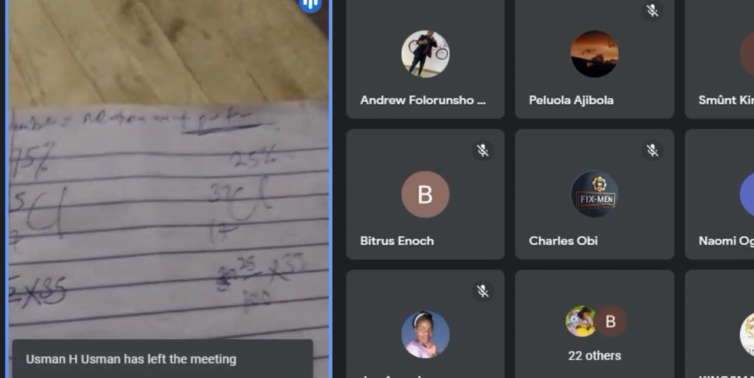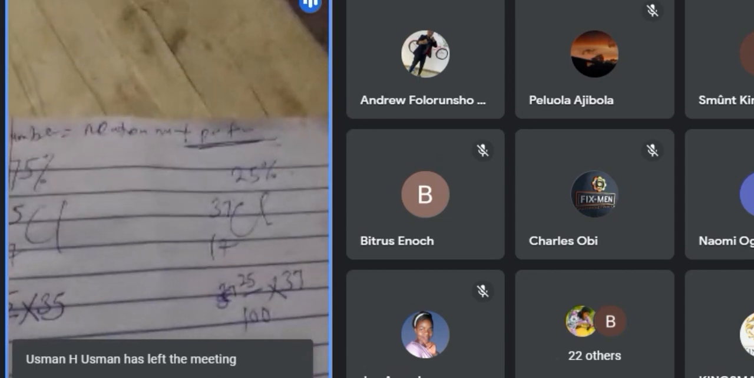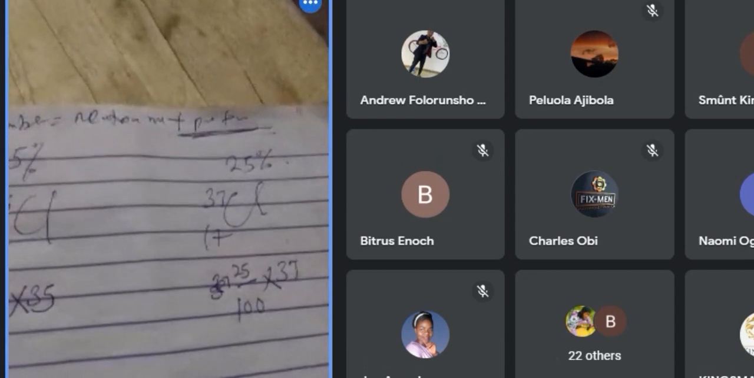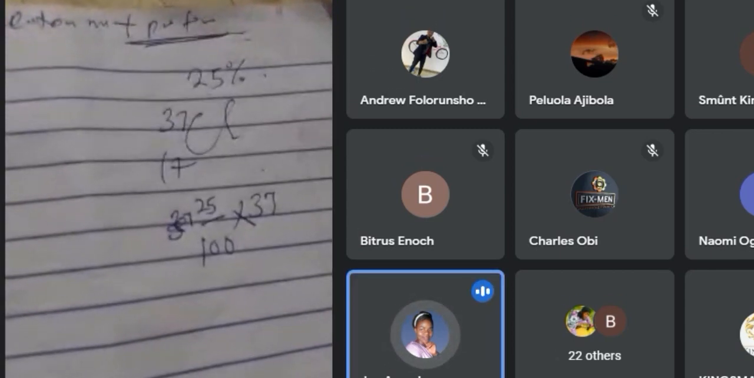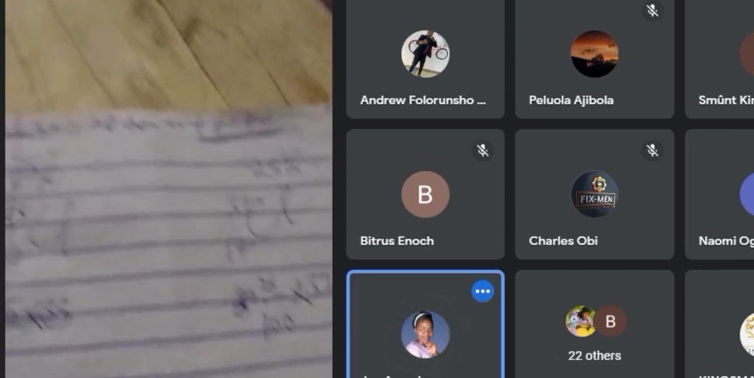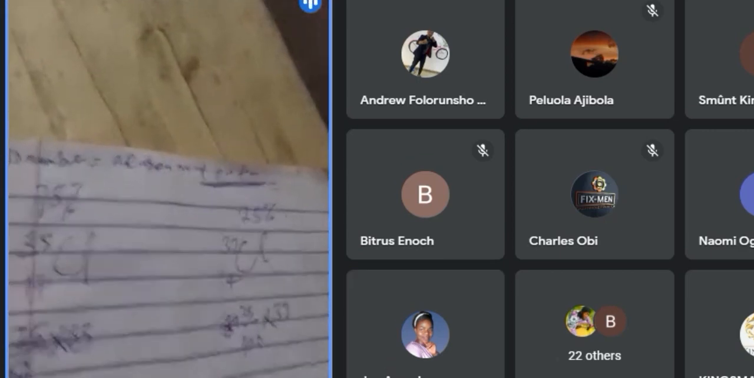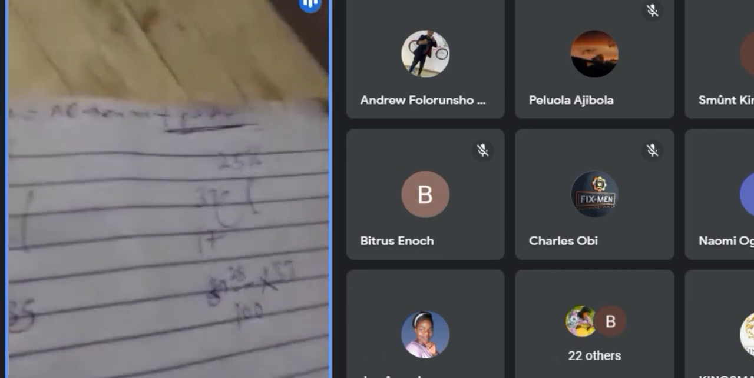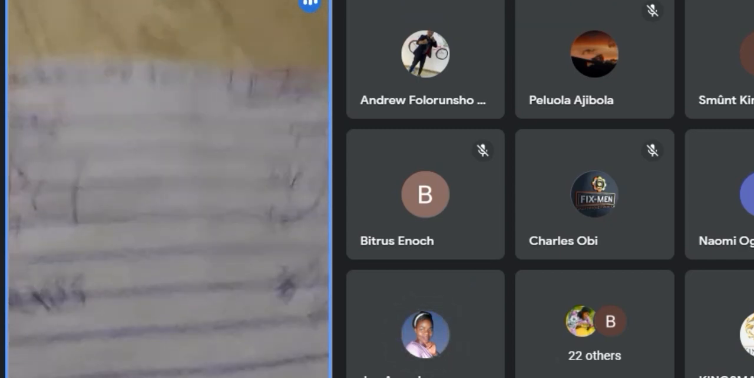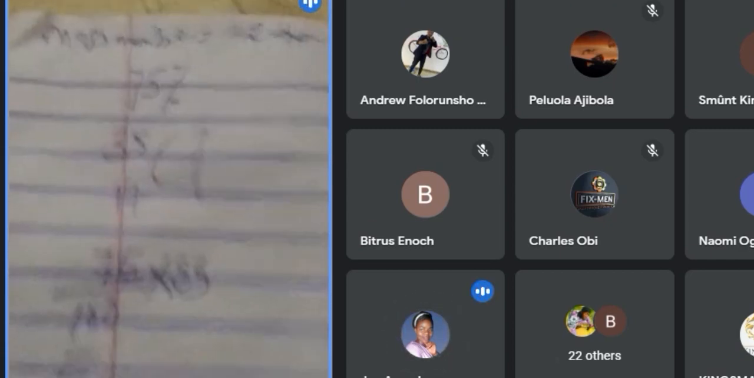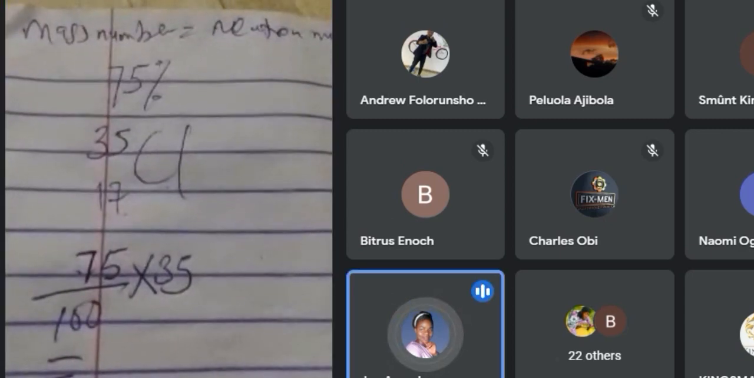Who will do the math for us? Who's going to calculate for us? So the first one is what? 75 over 100, that's 0.75 times 35. That's 26.25.